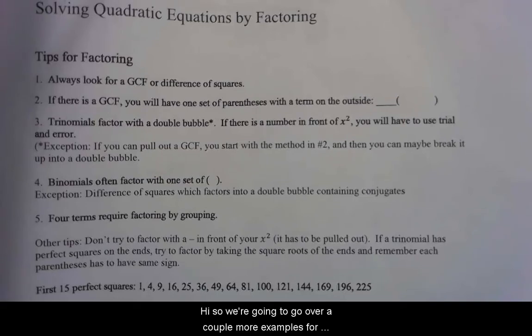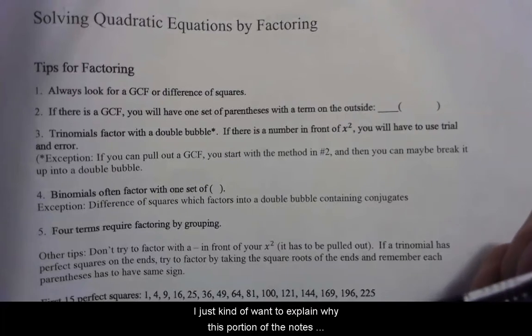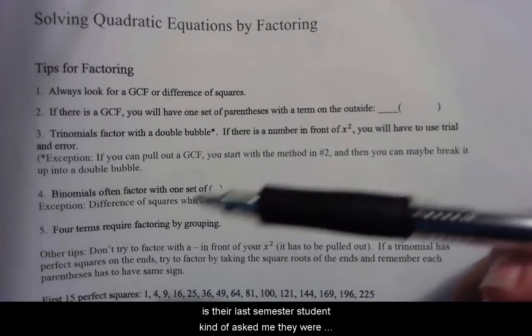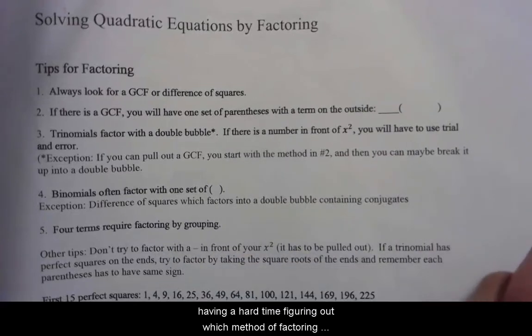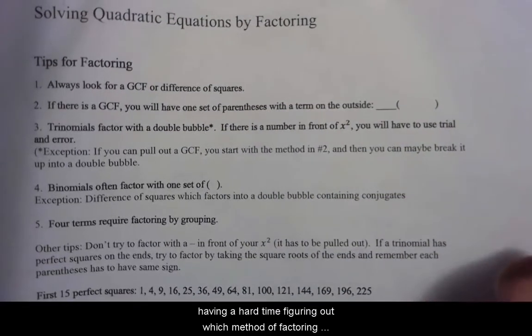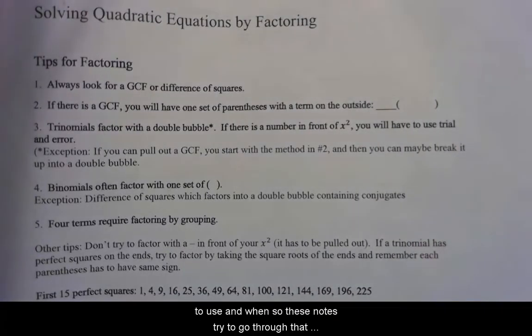Hi, so we're going to go over a couple more examples for how to solve a quadratic equation by factoring. But first, I just want to explain why this top portion of the notes is there. Last semester, a student asked me, they were having a hard time figuring out which method of factoring to use and when. So these notes try to go through how you can tell when you might need to factor using GCF versus double bubble versus trial and error, and so on. So that's what that's for.